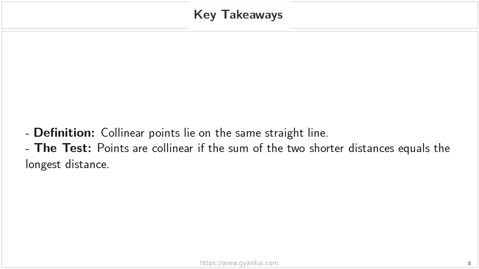Next, let's summarize the mathematical test we've learned. To prove points are collinear, you must check if the sum of the two shorter distances is exactly equal to the longest distance. If they balance out perfectly, you have a straight line.